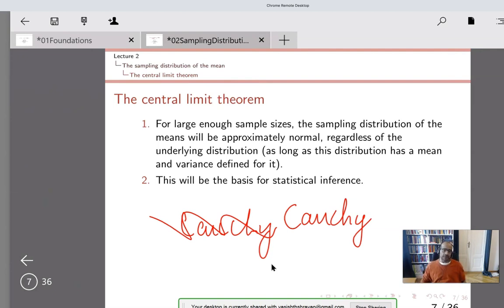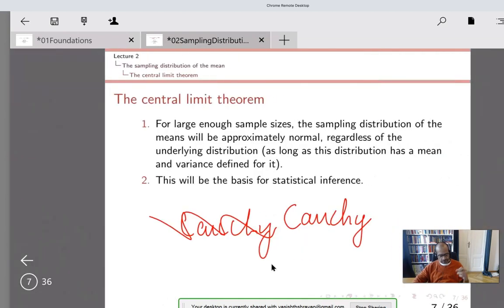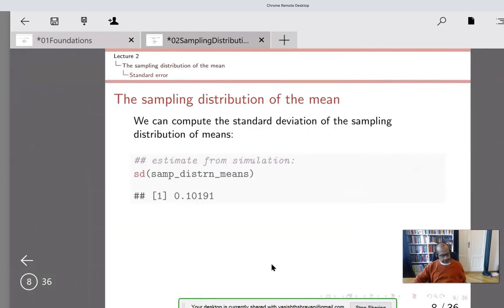So the central limit theorem doesn't apply in that case. Okay, we are only talking about these well-behaved distributions like the normal or the exponential and so on, right? So the central limit theorem states that the distribution of the means under repeated sampling is going to be approximately normal, provided those conditions are met: sample size is large enough, and I mean this is kind of vague, but we can live with that, and that the mean and variance of the underlying distribution are defined. All right.